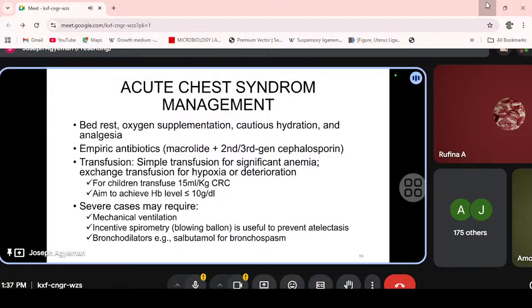Prevent atelectasis by introducing incentive spirometry. If there is bronchospasm, you relax the airways by using a beta-2 agonist. This is how you manage acute chest syndrome in SCD individuals. Any queries?